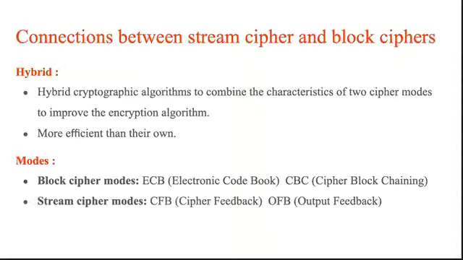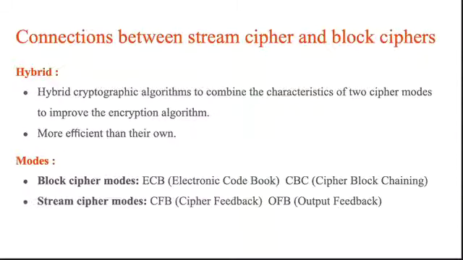Based on the pros and cons discussed above, the hybrid algorithm to combine the characteristics of two cipher modes came out to improve the encryption algorithm because it is more difficult to break the hybrid one. Stream ciphers tend to be faster and easier to implement in hardware, and a stream cipher built from a block cipher can often be more efficient than the block one on its own, because in most cases the decryption is not needed.